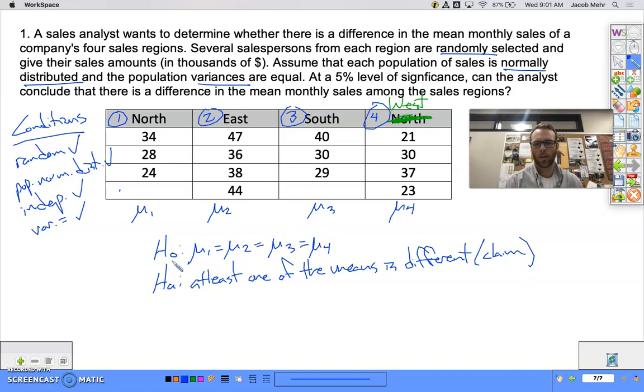So we want to know, are the sales performing at the same means? That's really what we're looking at. So we've got it set up. We're ready to go in our calculations. What I'm going to do is I'll conclude this video and we'll follow up with our calculations in the next video.